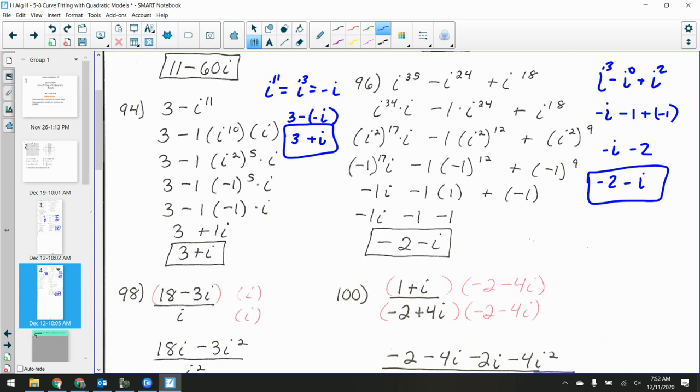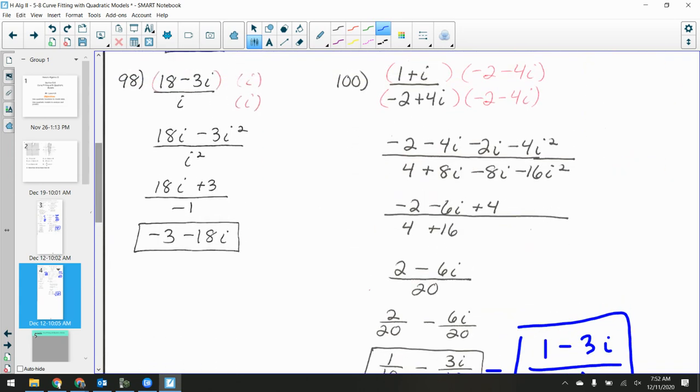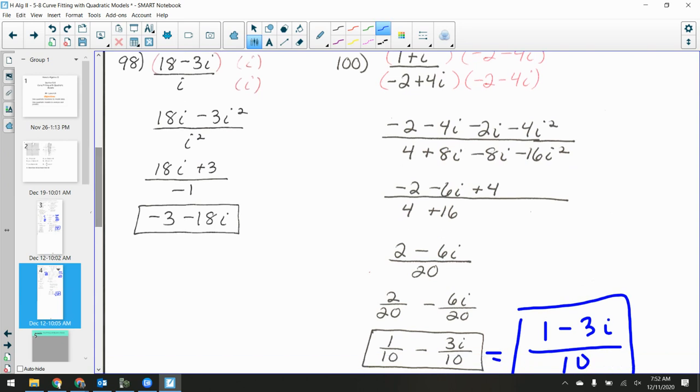Let me scroll down here for numbers 98 and 100. Again, you might have multiplied by a negative i, because that's truly the conjugate, and that would have gotten me a negative 18i plus 3i squared over negative i squared, which turns out to be positive 1 on the bottom, right? Negative times negative 1 is a positive 1. And then this turns out to be negative 18i minus 3, or negative 3 minus 18i in true a plus bi form.